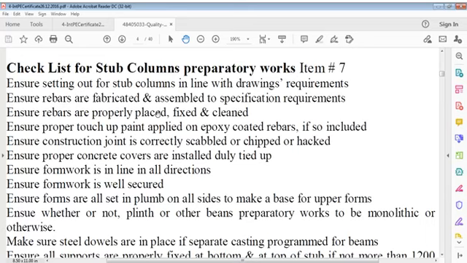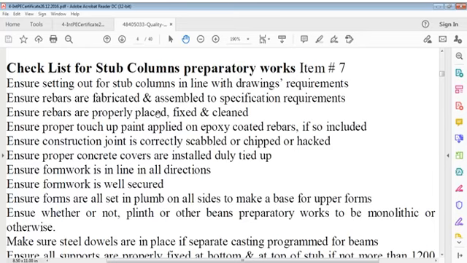If epoxy coated bars are used, you have to apply touch-up paint. And also construction joint is correctly scabbled or chipped or hacked. Construction joint is correctly scabbled or chipped or hacked, you can say.